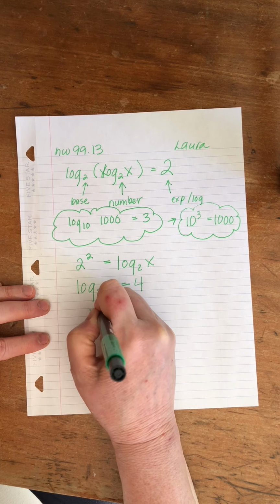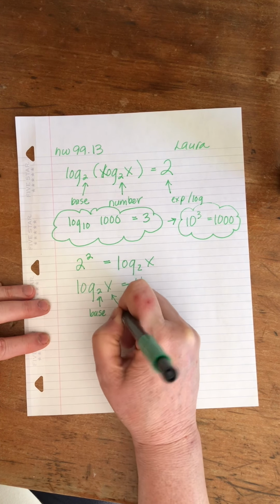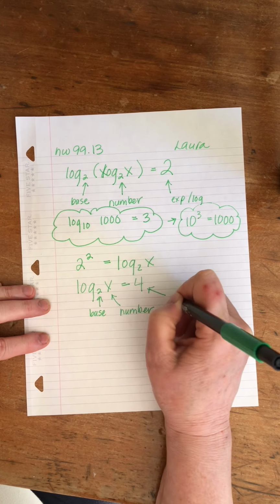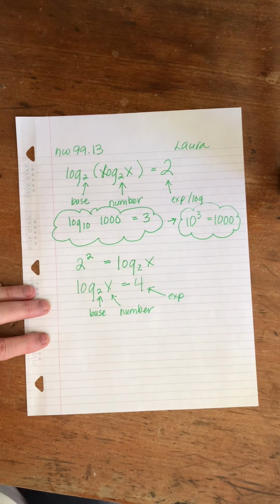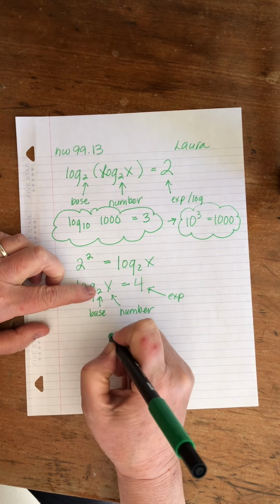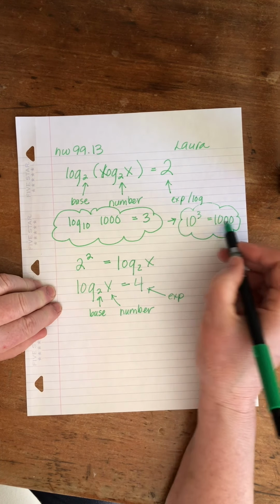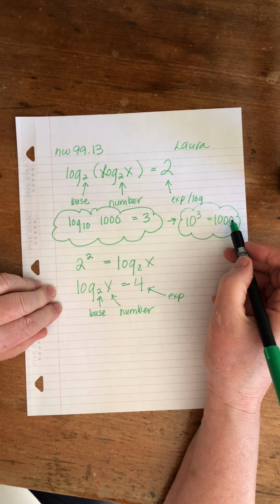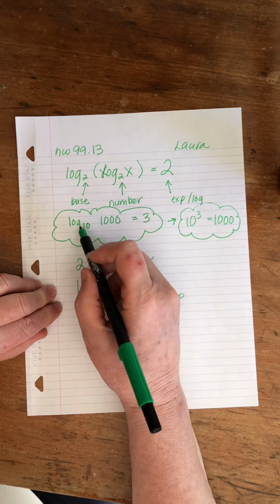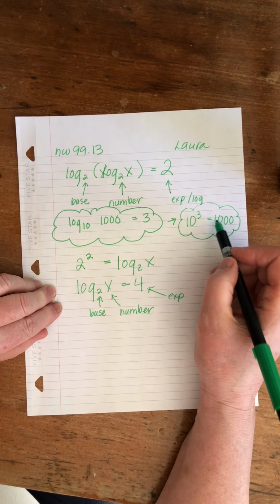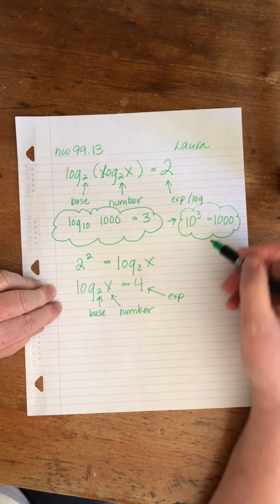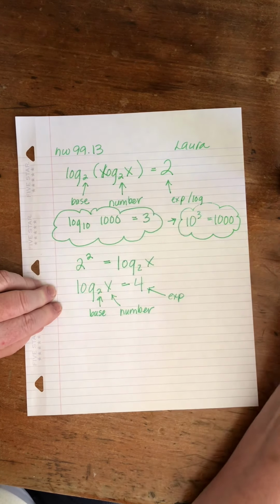That's the base. That's the number. And that is the exponent that goes on the base. So now I can see, I'll do it in this format again: exponential equation. This is a log equation. This is an exponential equation. This one's got the word log in it. This one doesn't. We took that number that we called the log and we turned it into an exponent. That's why this is called exponential and this is called log.